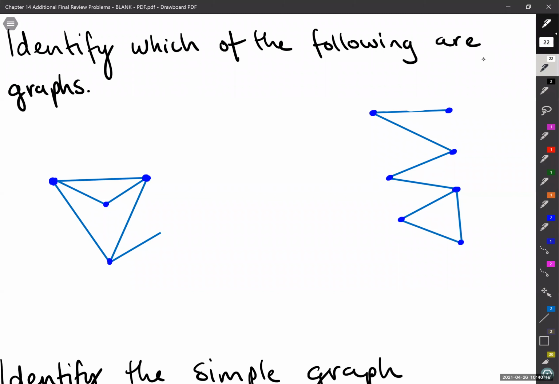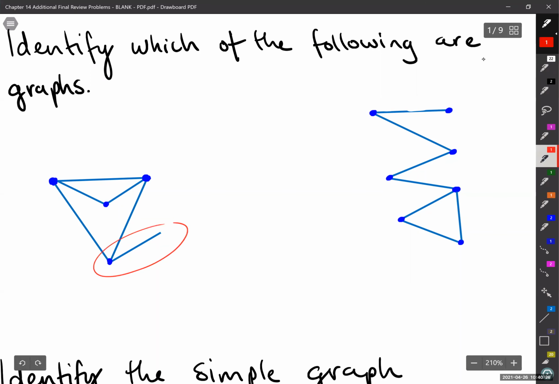So here, let's identify which of the following are graphs. The first thing that I notice is, do we see this edge starts at this vertex, but then it doesn't end in another vertex? That's a dead giveaway that this is not a graph. Every edge must begin and end with some vertex. You can't just go to the middle of nowhere and stop.